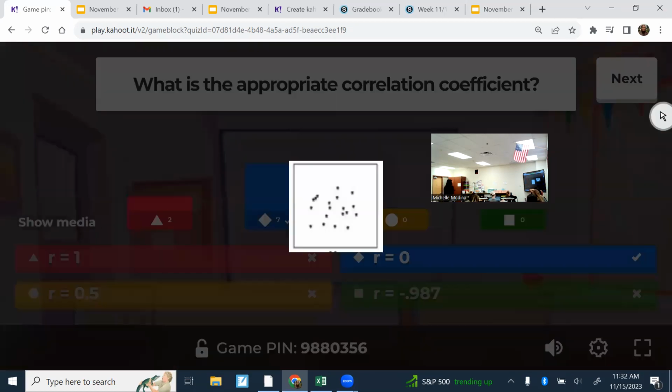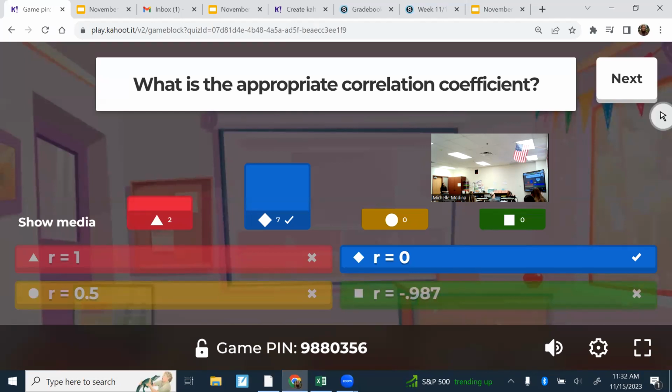The only way it would be an R value of 1 or even -1, so farther from 0, would be if it was really linear, and this, I can't even tell if it's going up or down. If I drew a line in really any which direction, the points are not all close to it, so it should not be close to 1 or -1. Good on that? Okay, so then R values of 0 would be no correlation.